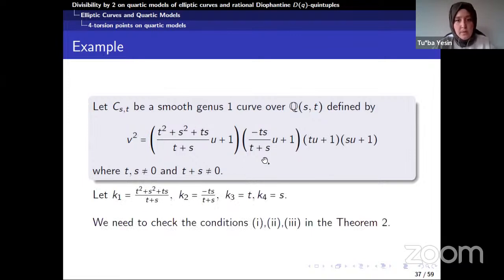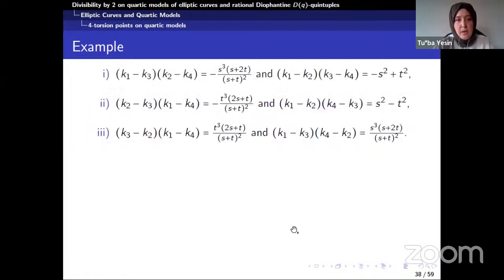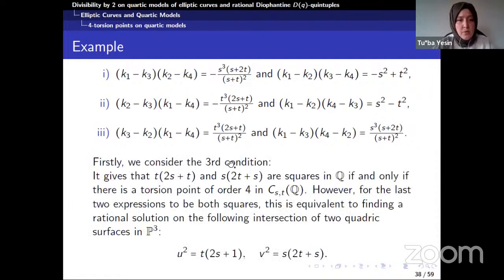Okay, if you put this as K1, K2, K3, K4, we need to consider conditions 1, 2, and 3. These are the conditions. After these conditions, to see the first one, both of this and this must be square, and these are the same. Okay, I will give the third condition and skip the first and second one. By the third condition, if you want to see this is square and this is square, we know that the denominator is square. So we need to get T times 2S plus T, which is here, and S times S plus 2T, which is here. These must be square.